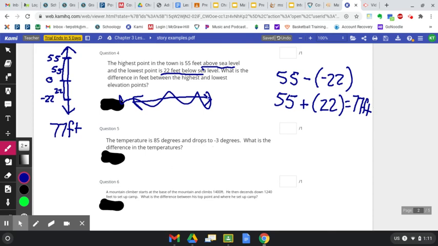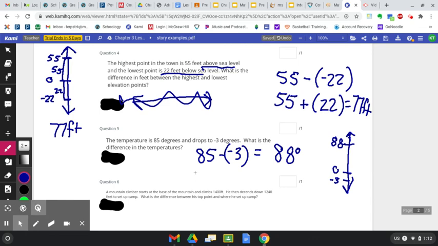All right, see if you can use that same logic, whether you use a number line or whether you use the arithmetic, and find the answer to number 5 here. All right, should have gotten 88 degrees for that, right? Whether you did the 85 minus the negative 3 to find the difference between them, or if you just drew it out and said, all right, there's 3 degrees to climb to 0, and then 85 more, which would be a total of 88 degree difference between negative 3 and 85.